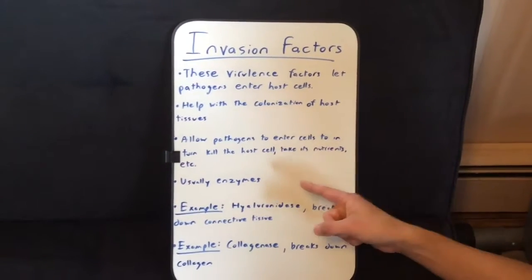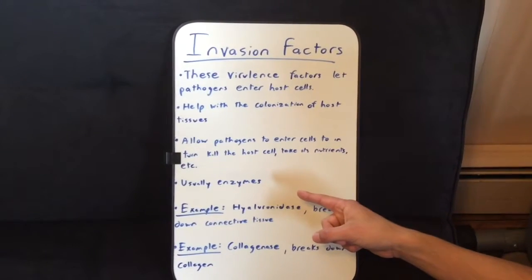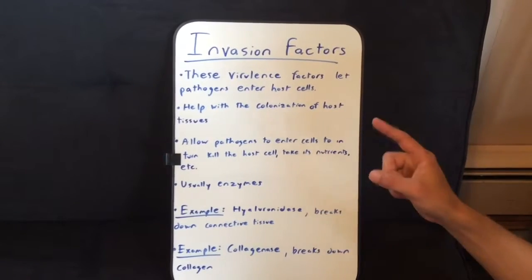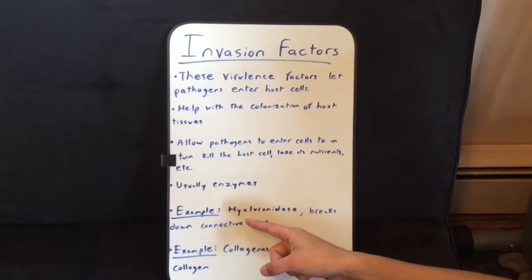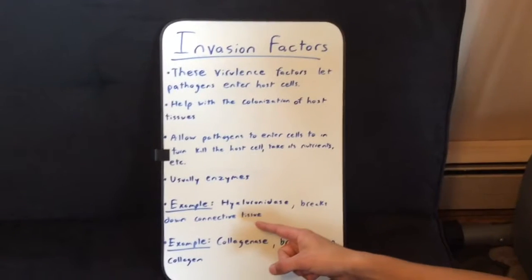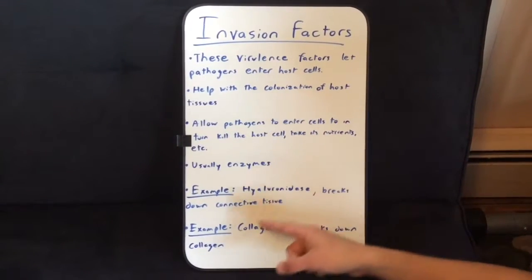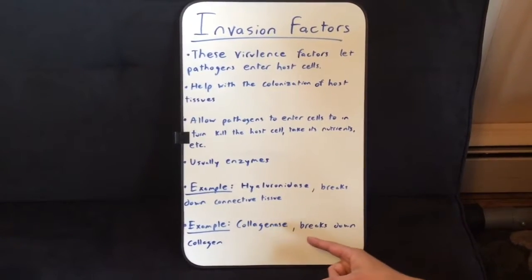Invasion factors are usually enzymes that break down structural components of host cells. One example of an invasion factor is hyaluronidase, which breaks down connective tissues. Another example of an invasion factor is collagenase, which breaks down collagen.